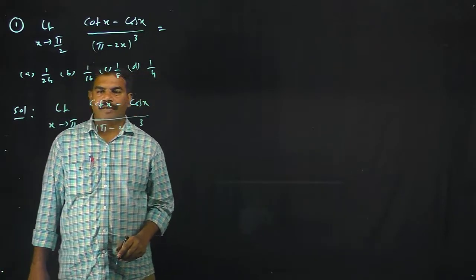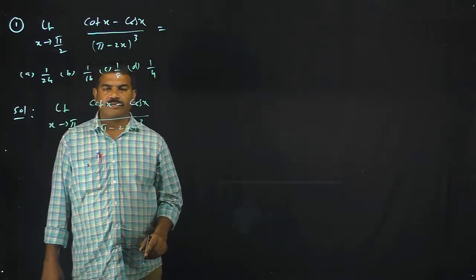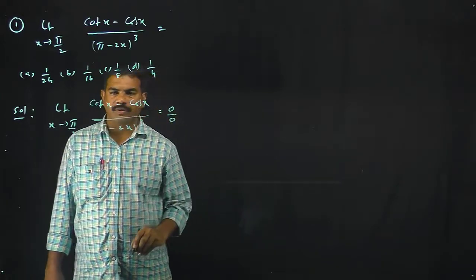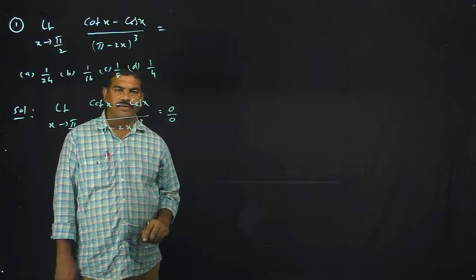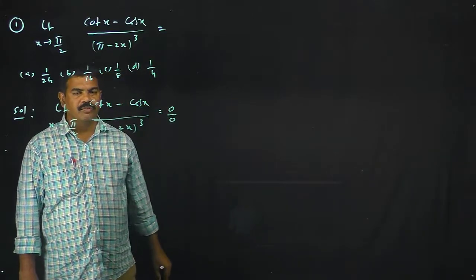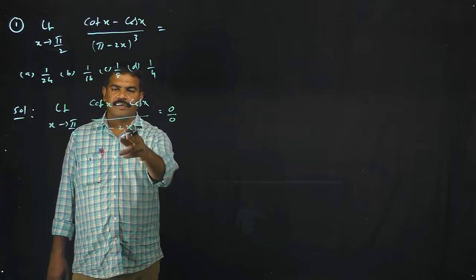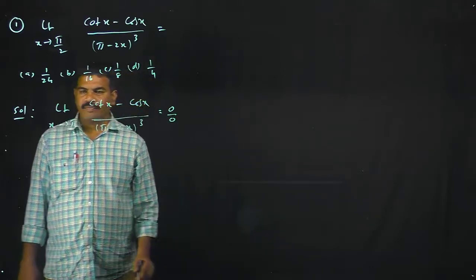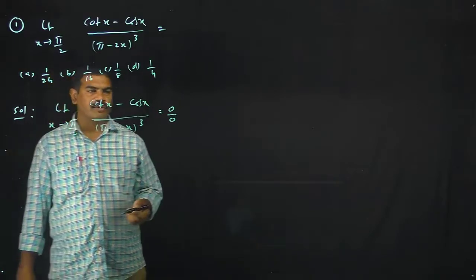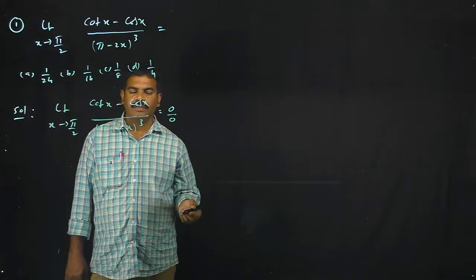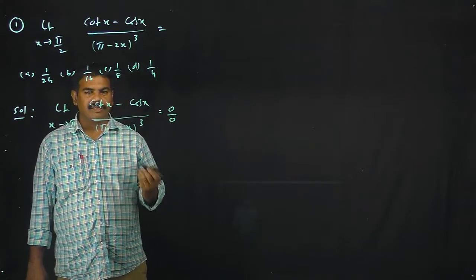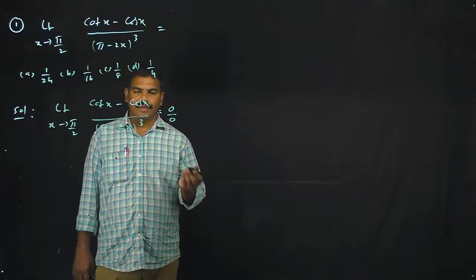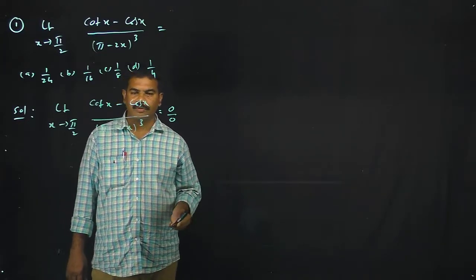Now we apply the limit value; both numerator and denominator go to 0, so it is in the form 0 by 0. We know that cot pi by 2 is equal to 0 and cos pi by 2 is also 0. The numerator is 0. The denominator, 2 into pi by 2, means pi minus pi, which is also 0. So this is also in the form 0 by 0. Now we could use the L'Hospital rule, but instead we apply another formula that makes this problem easy to solve.